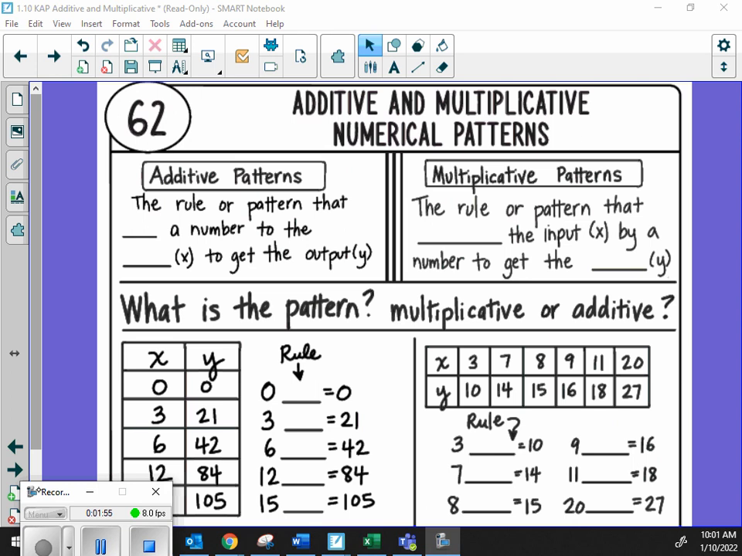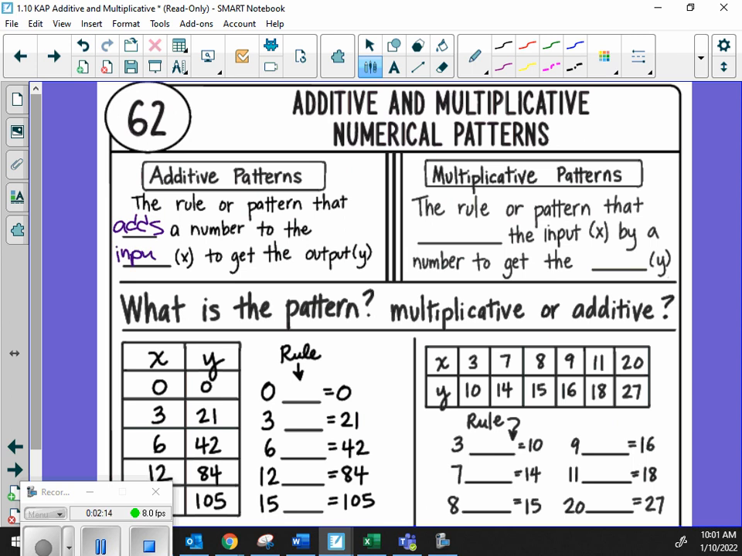All right, so additive patterns. We're also going to talk a lot about inputs and outputs. You're going to be given a number, you do something to it, you get out a number. Input, output. Very straightforward. An additive pattern is a rule or pattern that adds a number to the input to get the output. So again, input, we're going to use the letter X to represent our input. It won't always be the X, but it'll always be like on the X-axis of a coordinate plane.